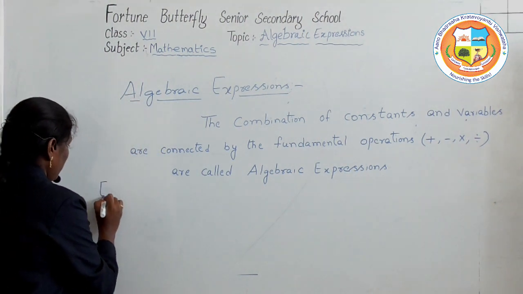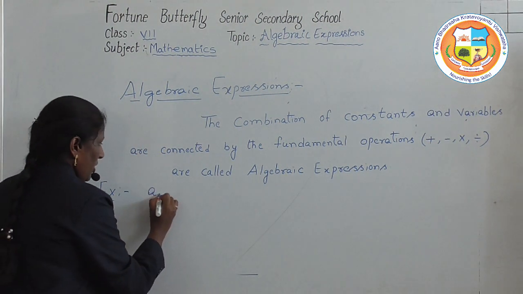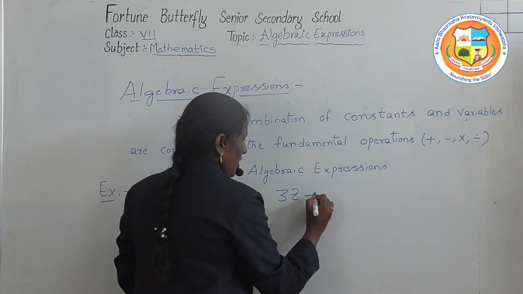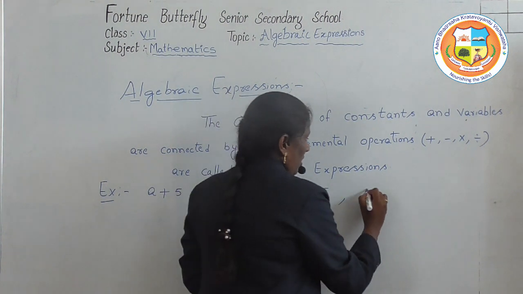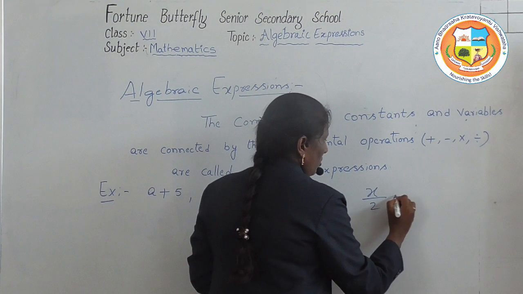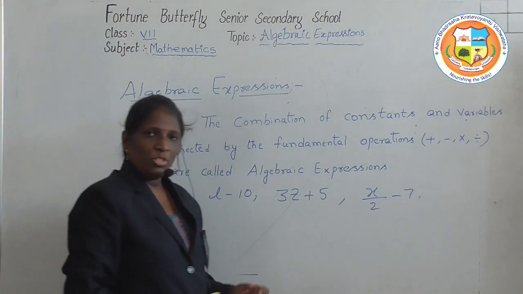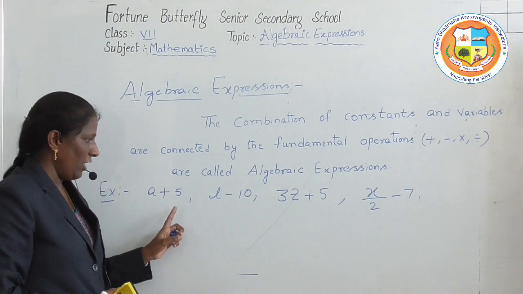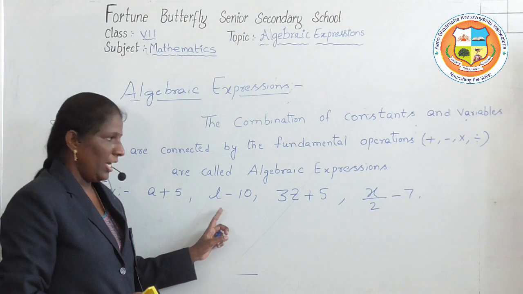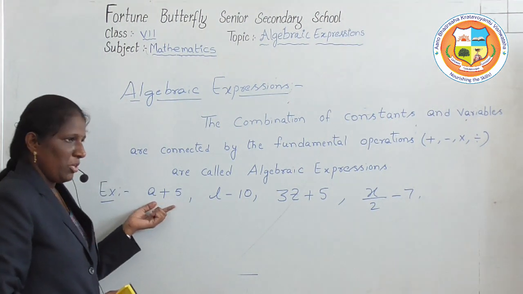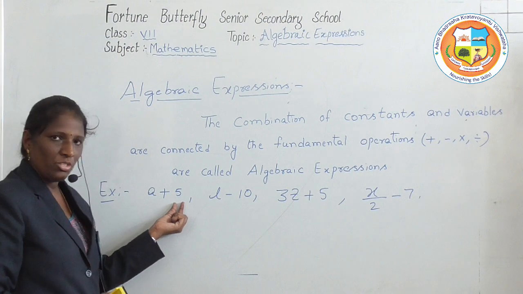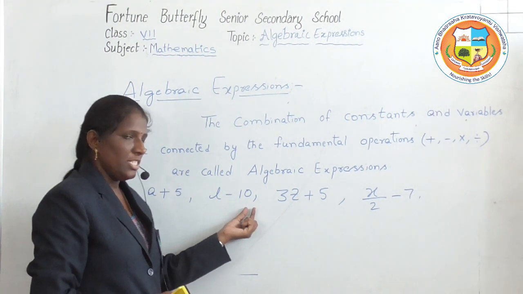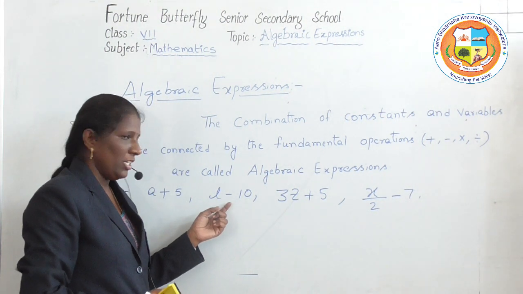For example, A plus 5, N minus 10, 3Z plus 5, X by 2 minus 7. Observe, these all are algebraic expressions. First expression, A plus 5. A is a variable and 5 is a constant. And N is a variable and 10 is a constant. Now in this expression, A is one term and 5 is also one term. These two terms are combined by the operator plus. Now N is again one term and 10 is also one term. These two terms are combined by the operator minus.